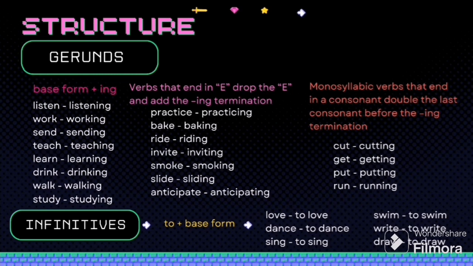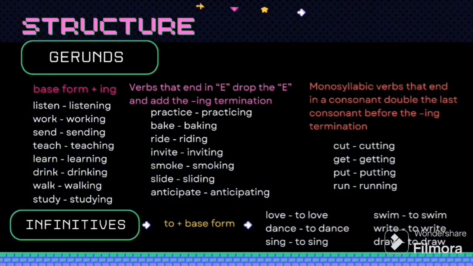For monosyllabic verbs that end in a consonant, double the last consonant before the -ing termination. For example, cut, cutting; get, getting; put, putting; and run, running. And the structure for infinitives is to plus the base form. For example, love, to love; dance, to dance; sing, to sing; swim, to swim; write, to write; and draw, to draw.